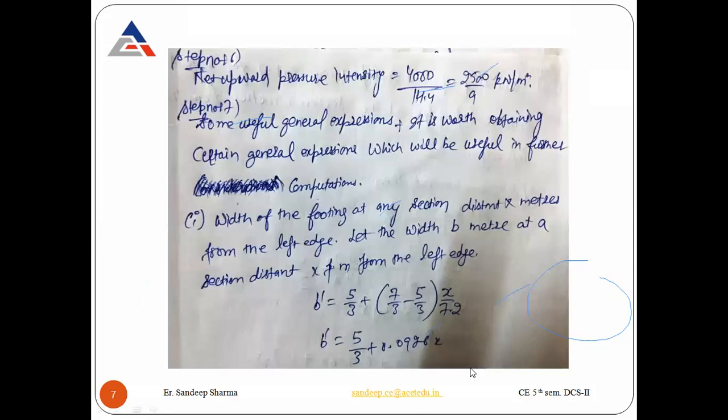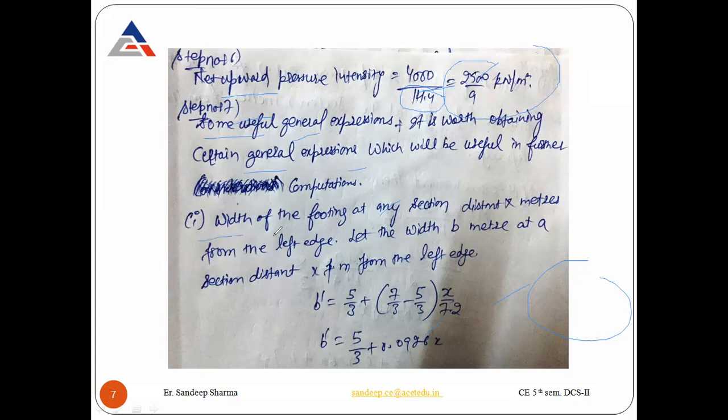Then after calculating this, we have the next step to calculate the net upward pressure intensity against the total load, against the axial load on the column. So this is the total load we have, and this is the area required against the load. So this is the upward pressure intensity that will be 2500 by 9 kilonewton per meter square that you will get here. And after that, we have some useful expressions. It is worth obtaining certain expressions which will be useful in the further computations.